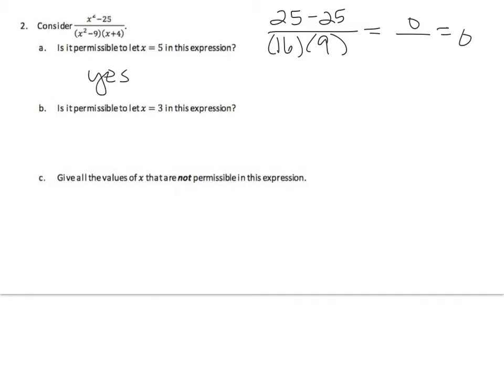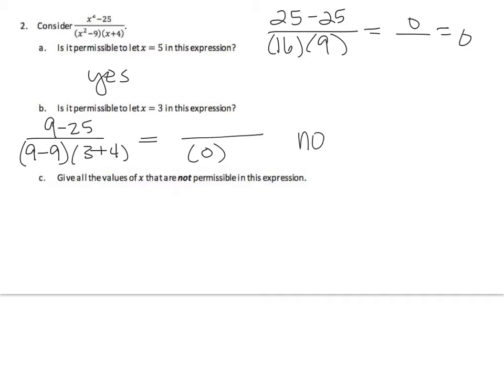No big deal. Is it permissible to let x equal 3 in the expression? Let's see, 3 squared is 9 minus 25 in the numerator. Denominator, I've got 3 squared, which is 9, minus 9. I just found a 0. And then 3 plus 4. This gives me whatever. I've got a 0 in the denominator, which wipes out everything, and I cannot divide by 0. So no, x cannot be 3.